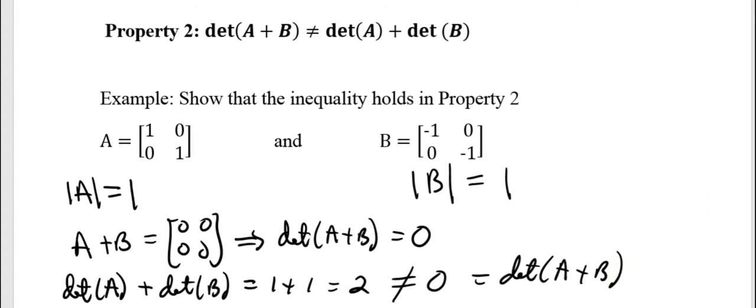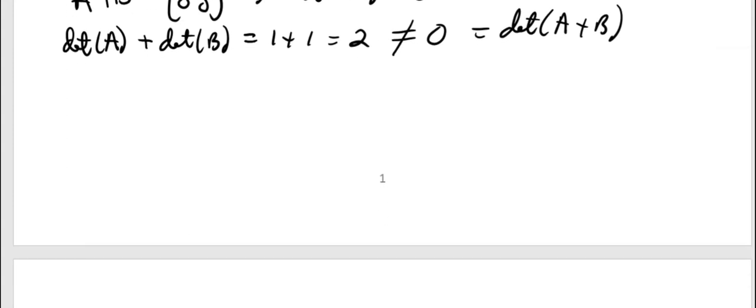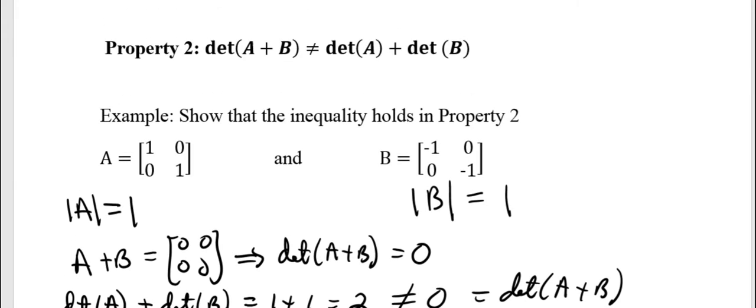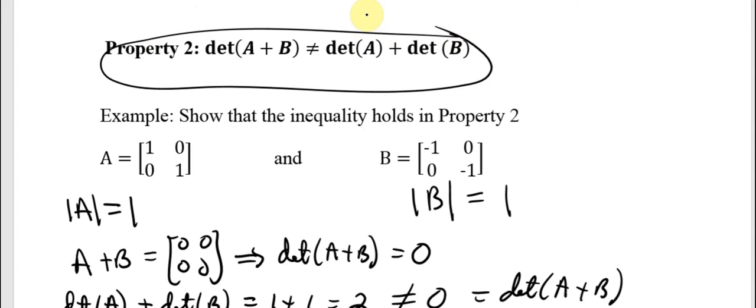And you can do that for any two matrices of the same size. And you will see that in WebAssign. You will see that this relationship will not be equal. Pretty neat. You kind of think that it's supposed to be equal.